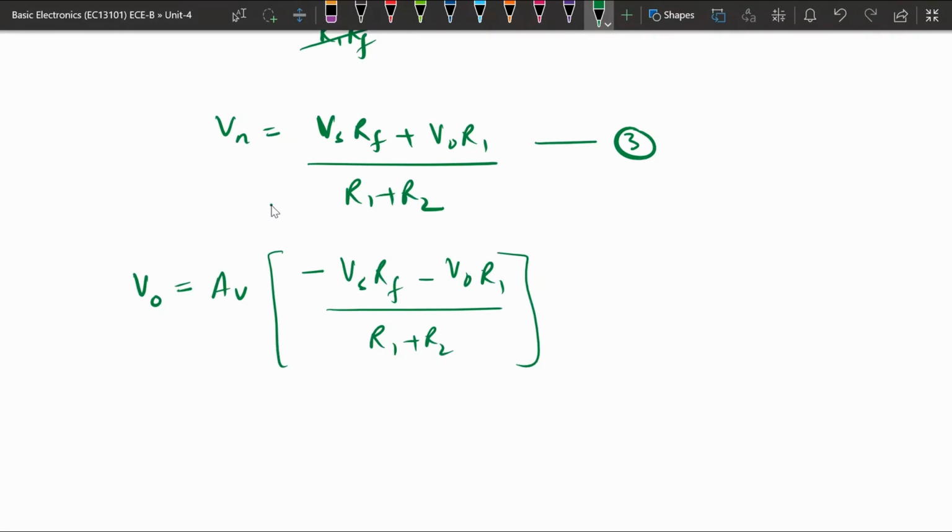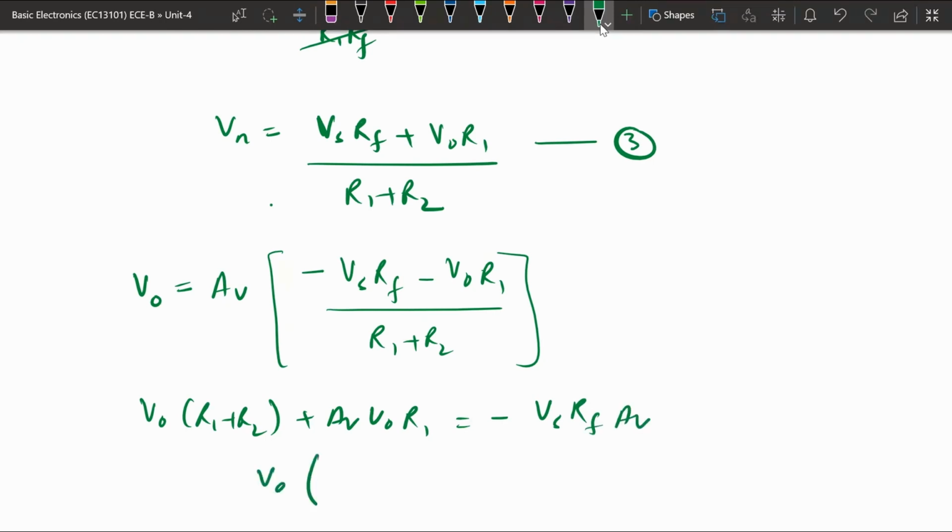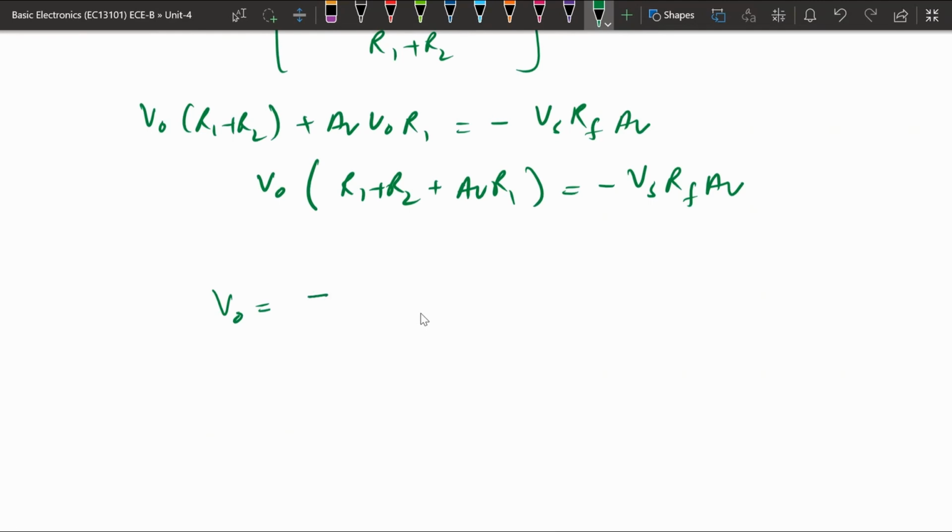Okay, so by considering this, we will separate these values and find the value of V0. So V0 (R1 plus R2) plus Av V0 R1 is equal to minus Vs Rf Av. Taking V0 common outside, that will be V0 (R1 plus R2 plus Av R1) equal to minus Vs Rf Av. So V0 will be minus Vs Rf into Av divided by R1 plus R2 plus Av R1.